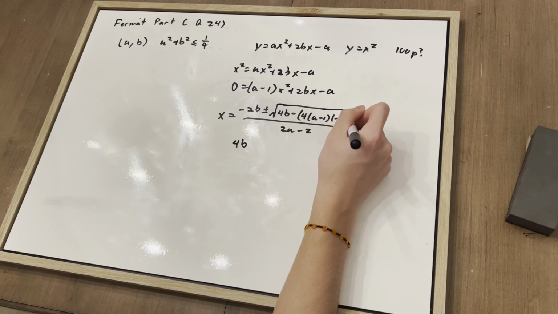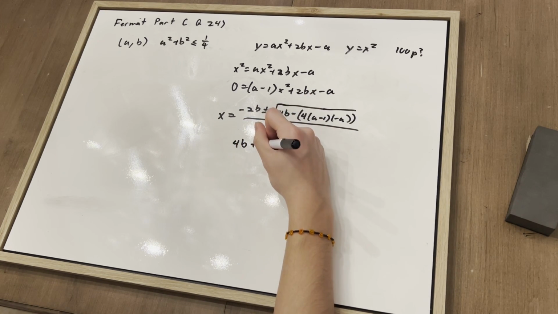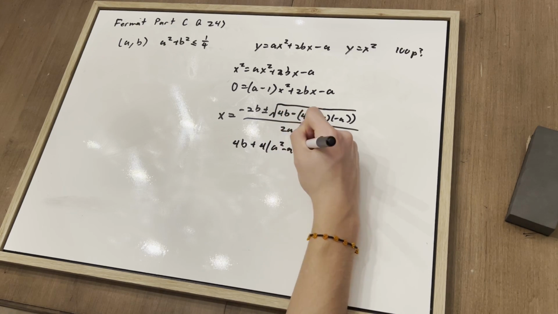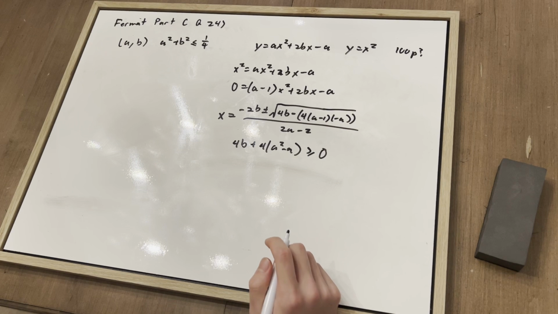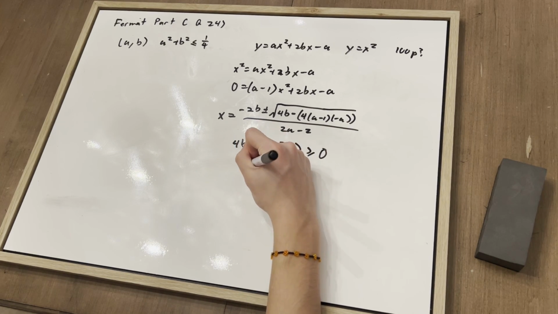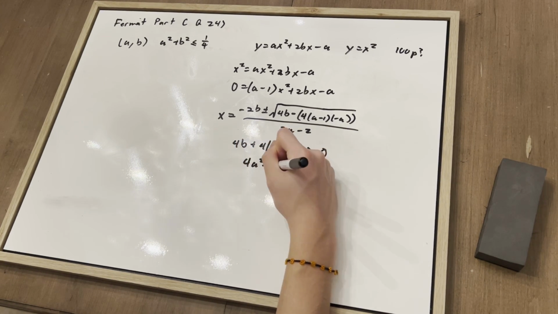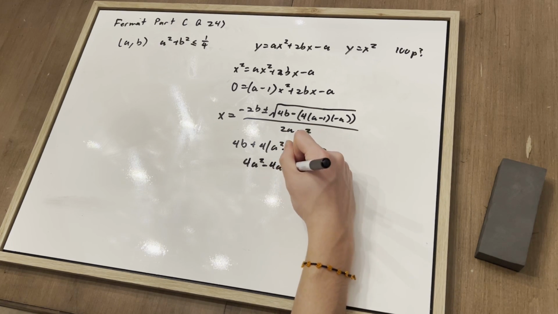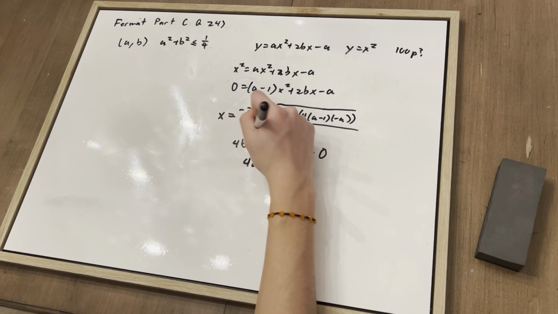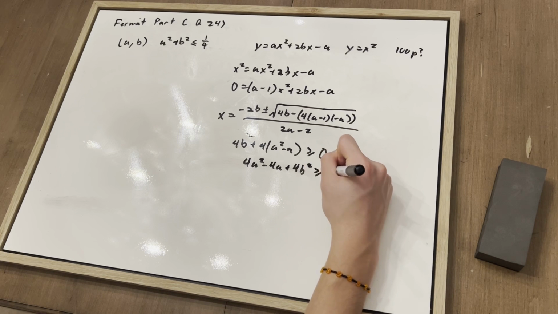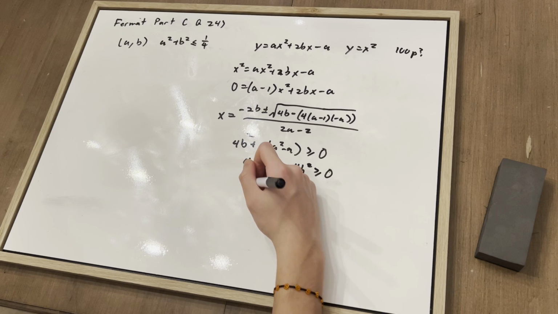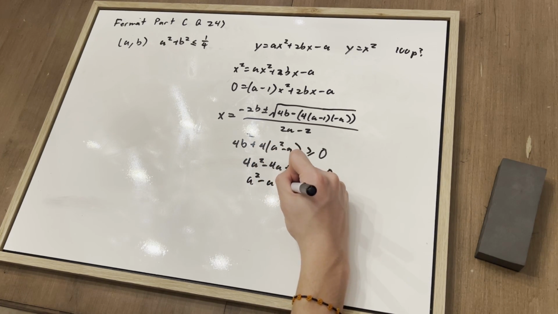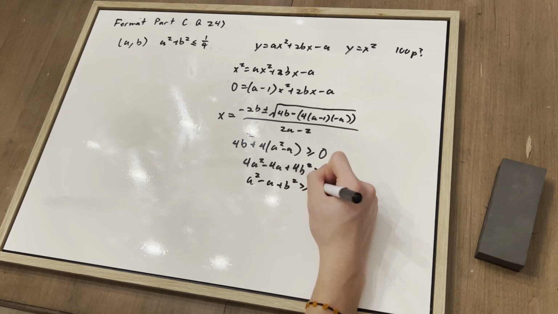For b, we can simplify this to plus 4a squared minus a is greater than or equal to 0. So next what we can do is actually expand this out. 4a squared minus 4a plus 4b, there should be squared here, is greater than or equal to 0. So then what we can do is take out the factor 4, we get a squared minus a plus b squared is greater than or equal to 0.